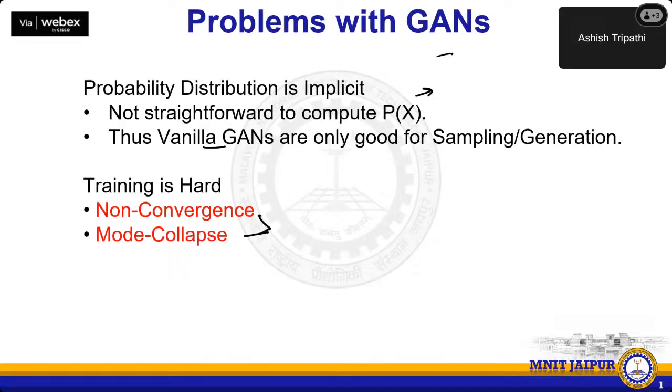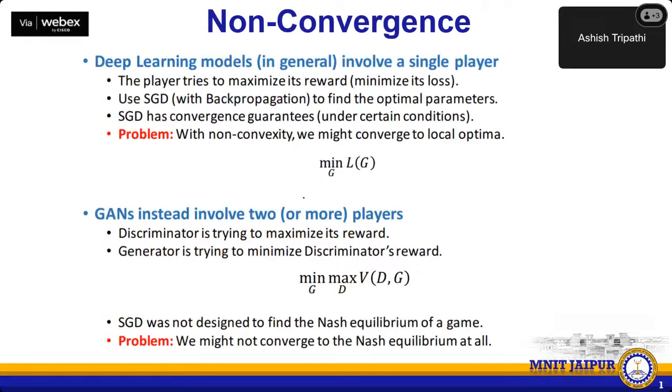What are these problems? Non-convergence and mode collapse. Let us see. Non-convergence means whether I am getting the optimum value, I am minimizing the loss, and at which point I am getting the optimum value. So generally, if I talk about deep learning models, in these models we try to maximize the reward or we try to minimize the loss. And what is the reward in my case?